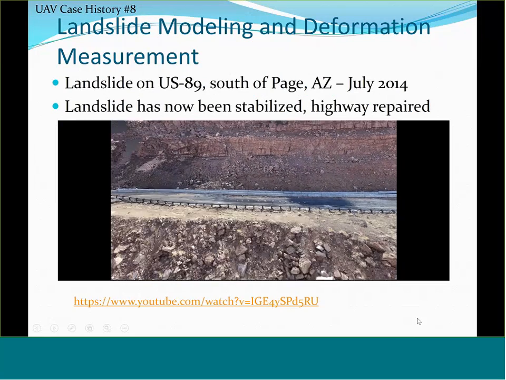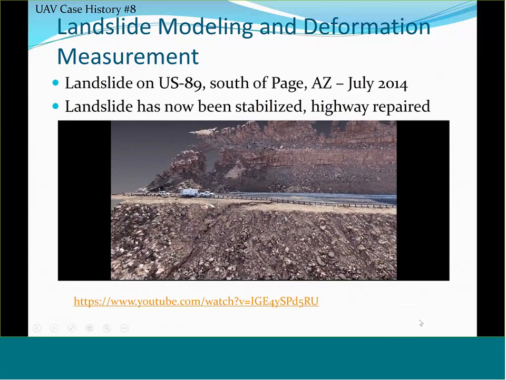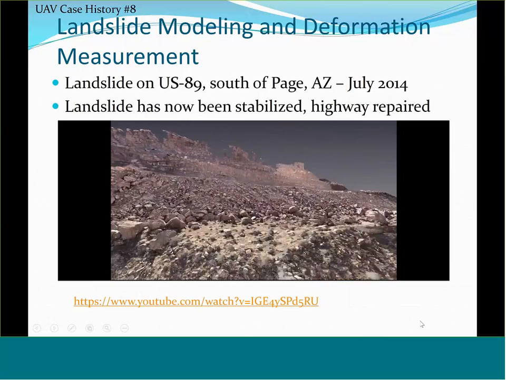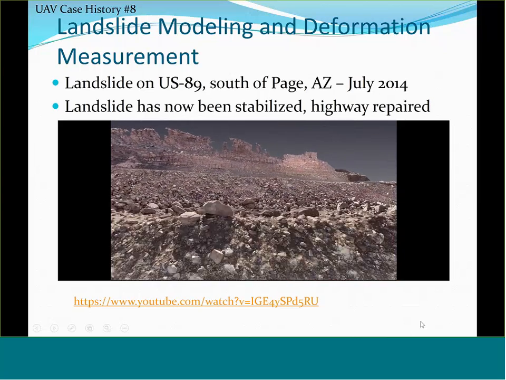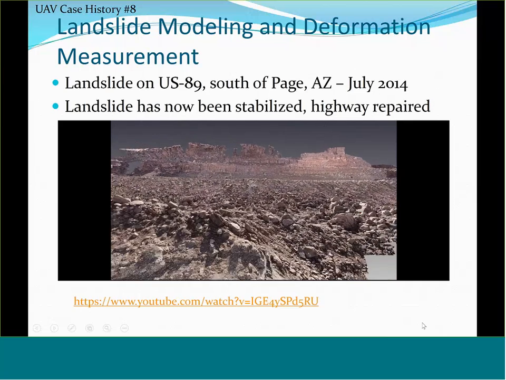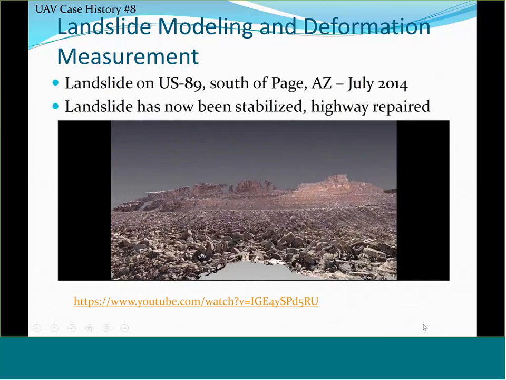We were able to fly the landslide about 5 months after it occurred. That's how long it took us to get our authorizations in place. But it was a very large landslide, over 500 meters in length at the toe. And the landslide caused the highway to be closed for approximately 3 years.